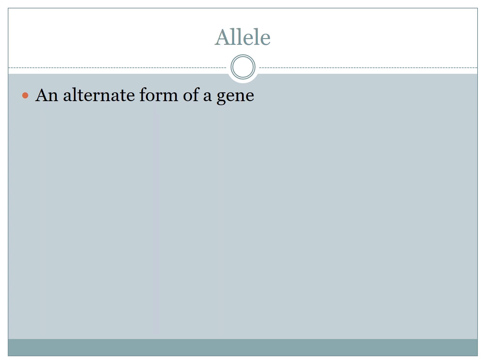Alleles represent alternate forms of a gene. For instance, for the gene eye color, the two alleles may be blue eyes or brown eyes.